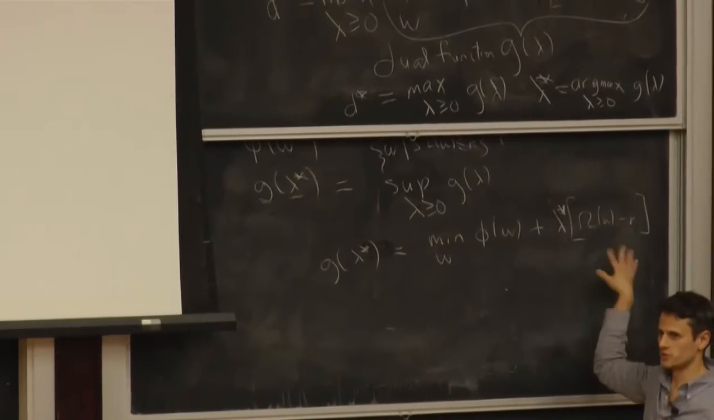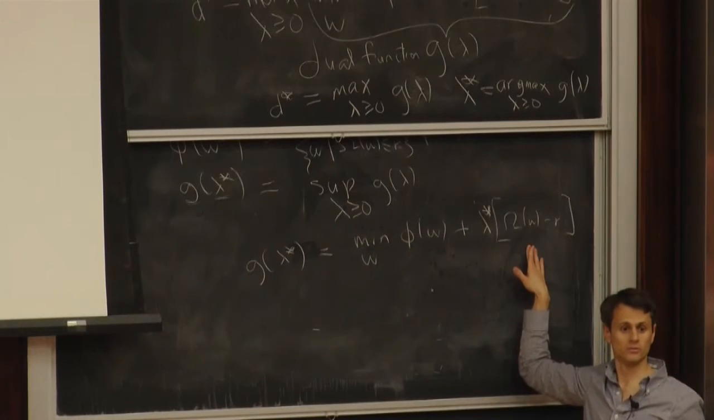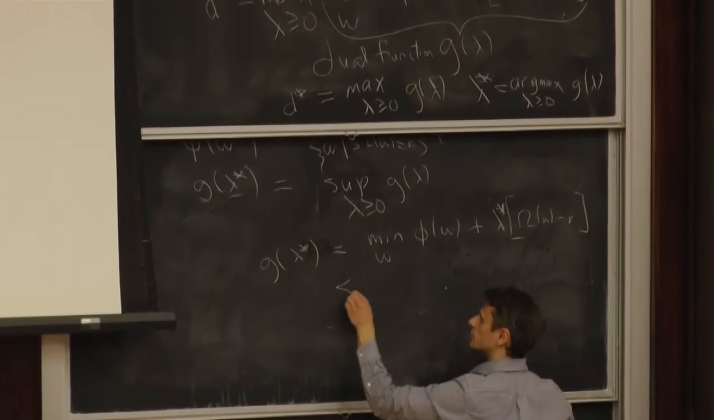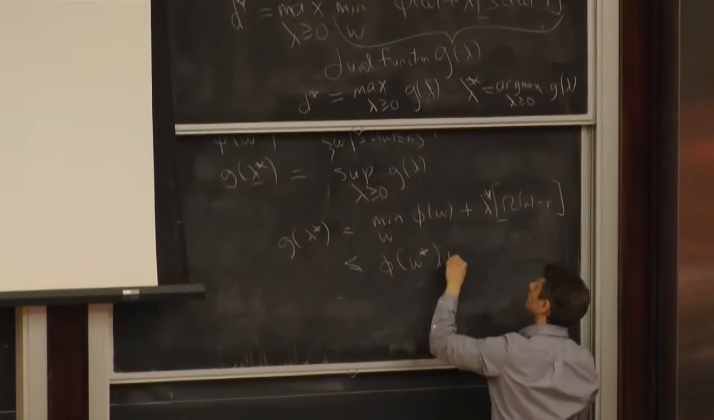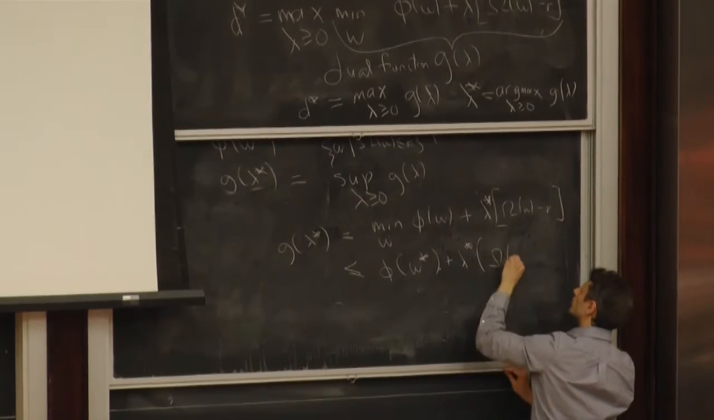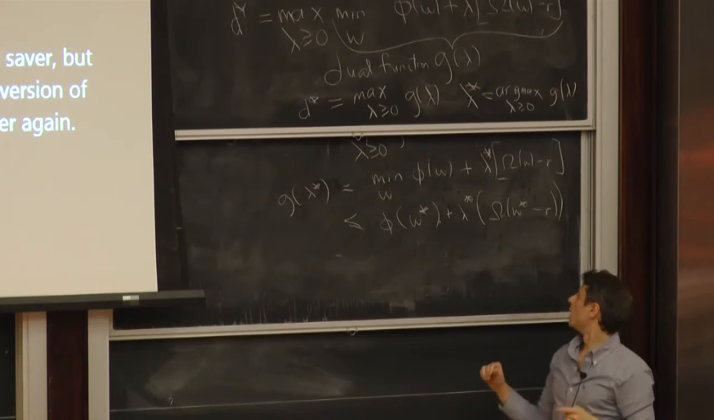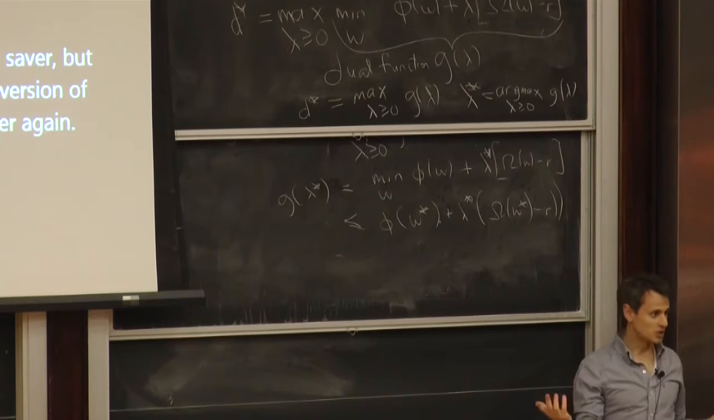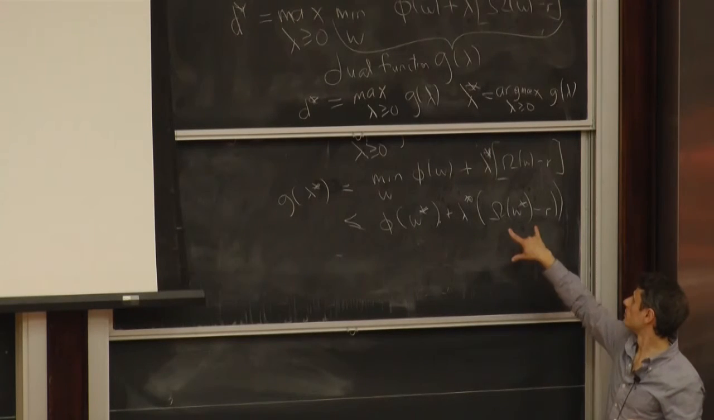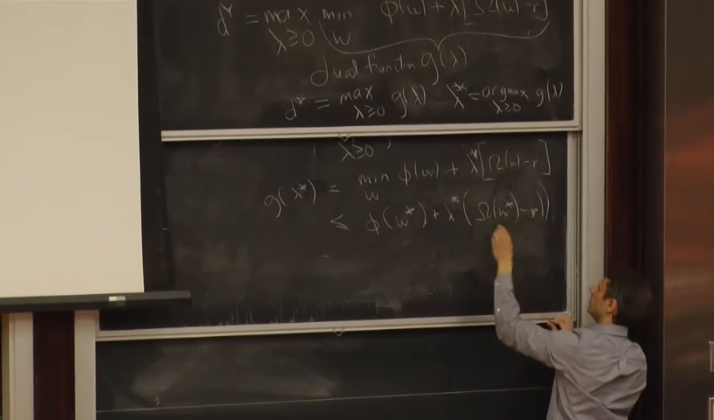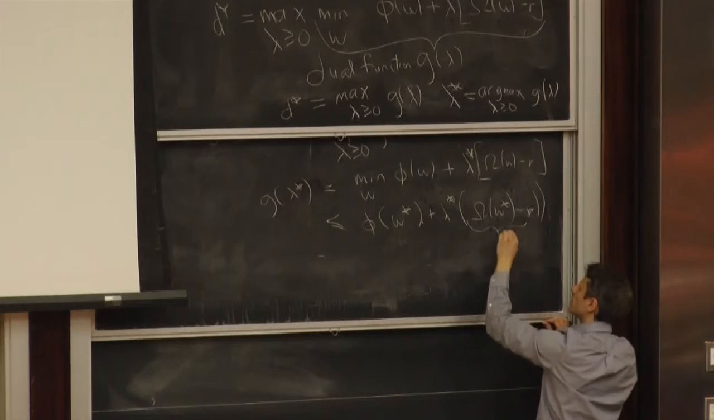So the minimum over all W of this expression is certainly less than or equal to the value of this function at a particular W. That sounds right, right? Good. So I'm going to write less than or equal to, what W am I going to choose? W star. Okay, good. Now, there's one thing I know about W star. It's that it's a feasible point, right? W star must be feasible, which means what for this part of the equation? This thing must be negative, right? Feasible means that omega W star is less than or equal to R, so this thing is less than or equal to zero.